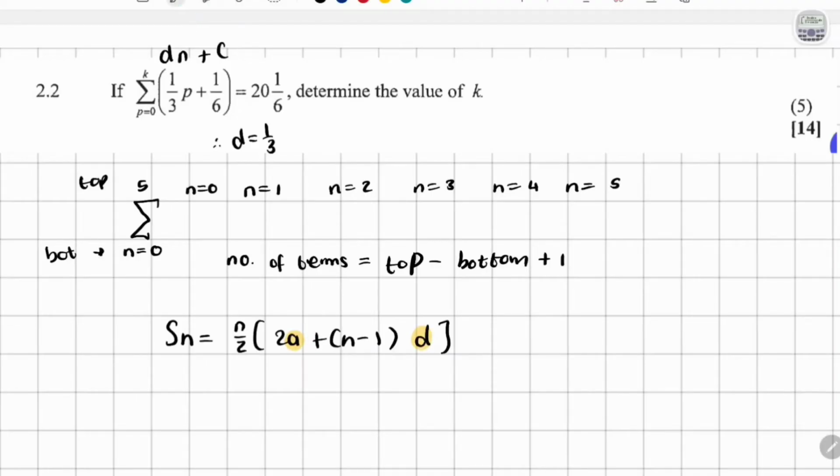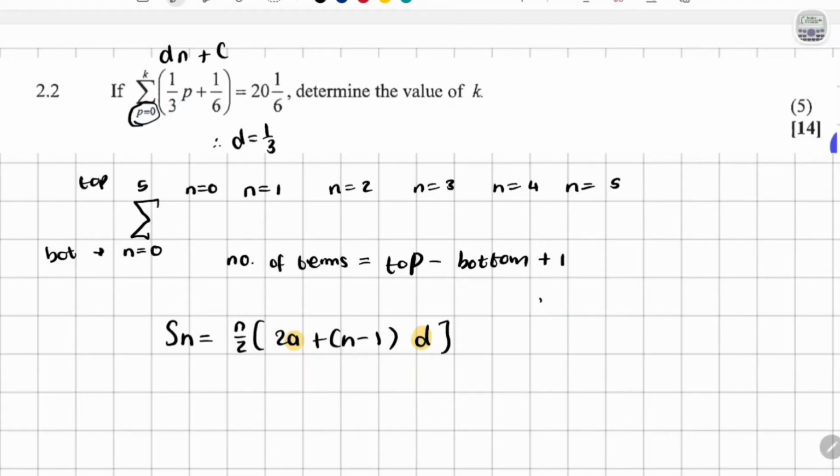So let's go ahead and find a. A would just be your first term. But here you need to be careful. First term doesn't mean T1. It is T1, but it's not where you substitute in place of P1. You substitute in place of P0, because this is where this sum says it is starting from. So we're going to do that to find term 1.